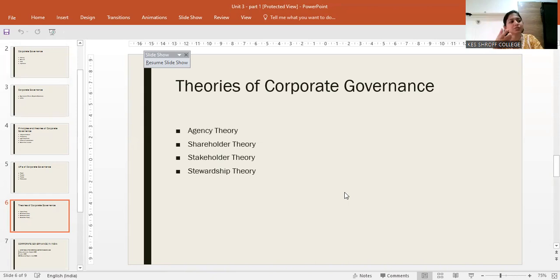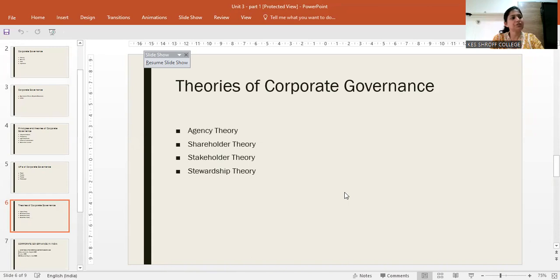But here the twist is what? Here the principal is the shareholder and the agent is what? The board of directors. Here the shareholder is giving instruction to the board of directors for managing the company. Now, students, why must this theory have been developed? As we have already studied, there is separation of ownership and management. The money belongs to the shareholder. Shareholders are the owners of the company, whereas the management is in the hands of the board of directors.